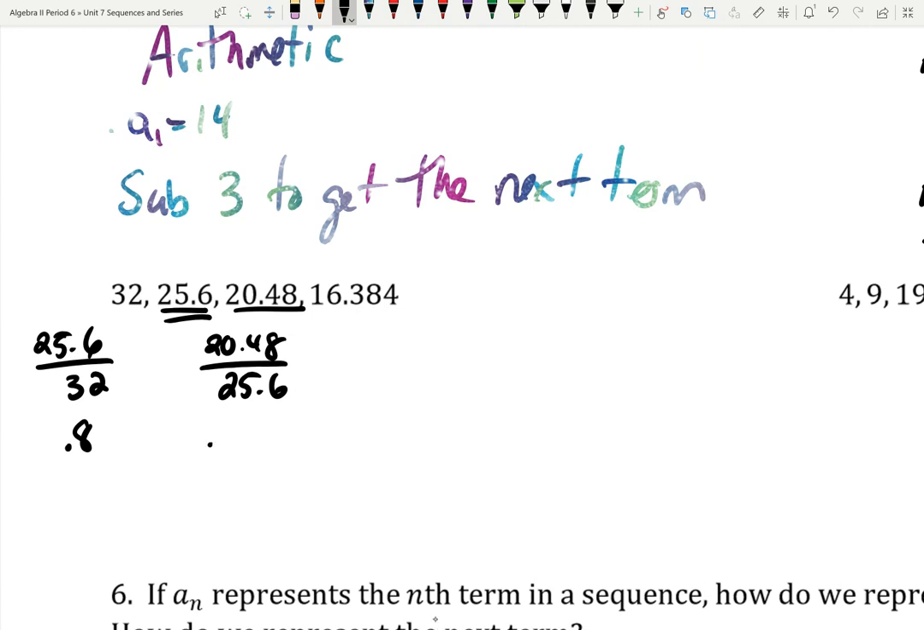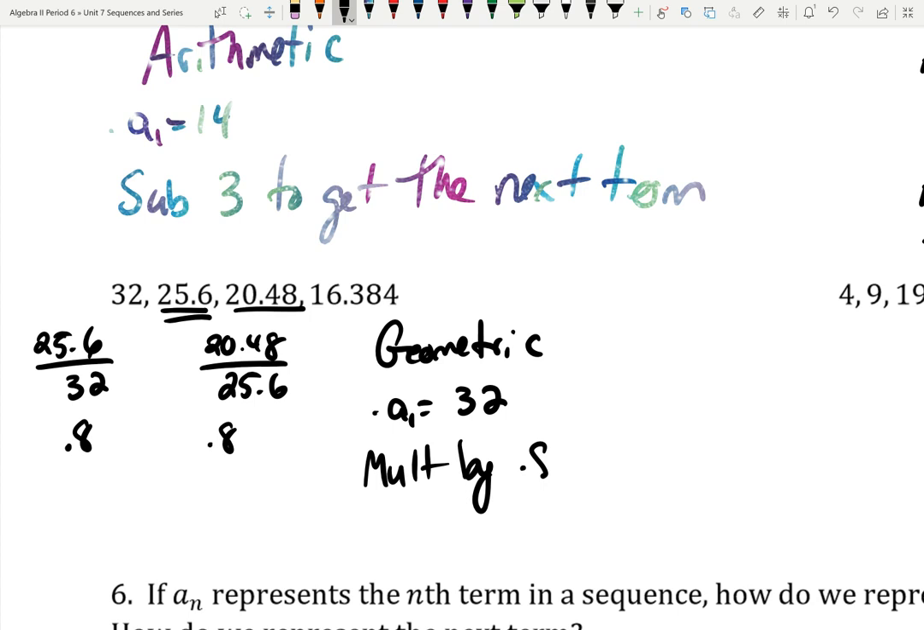Oh, this is awesome. So it is geometric, and we're starting at 32, and it has a common ratio of 0.8. So we multiply by 0.8, 8/10, to get the next term. That was a tough one.